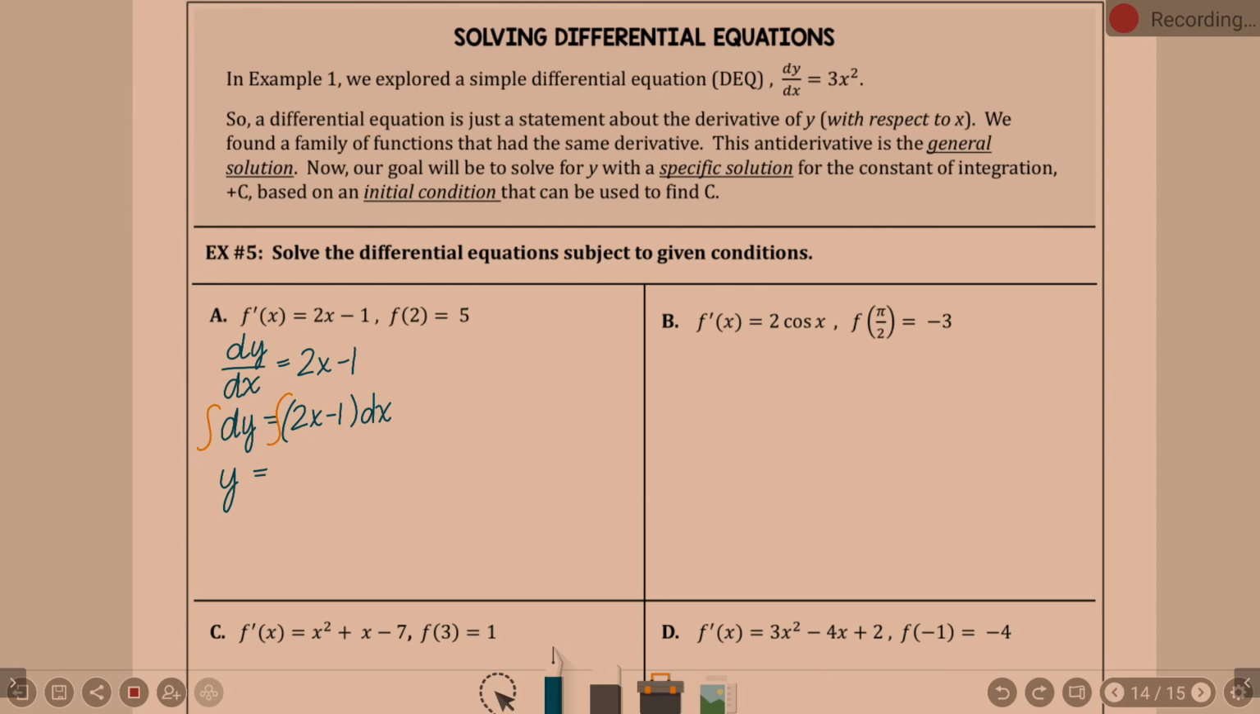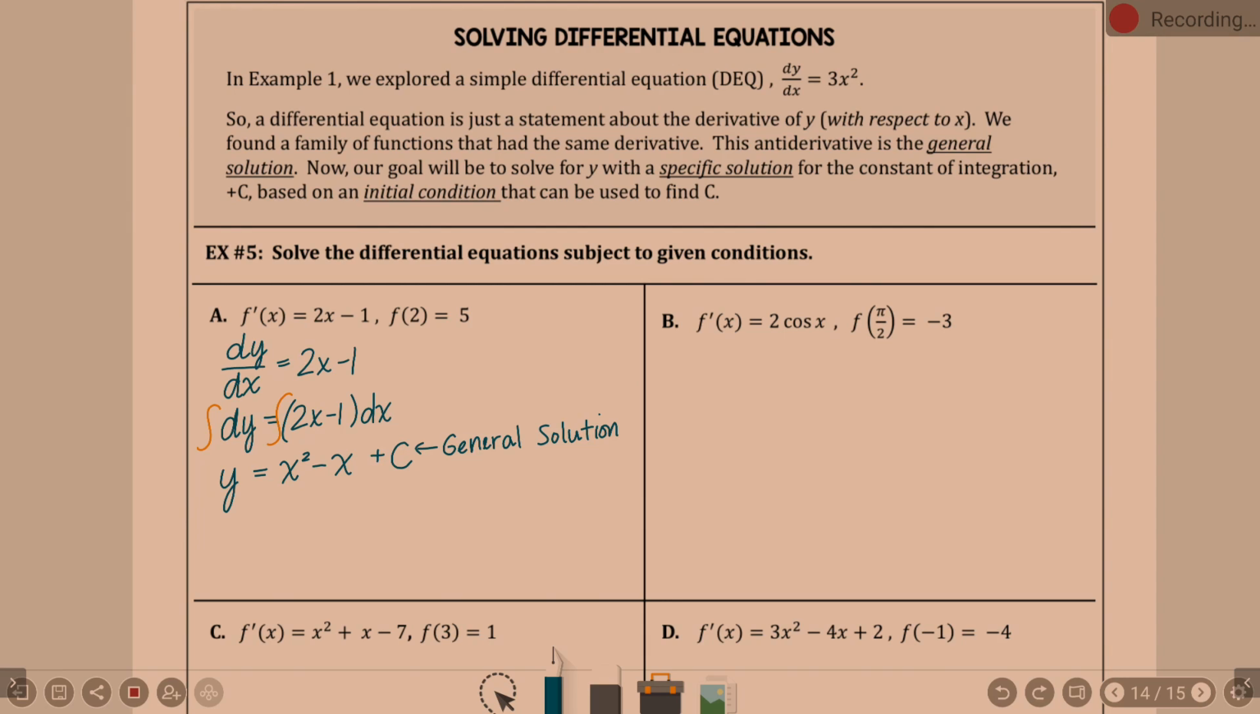Over here, the integral of 2x minus 1. So what's the integral of 2x? x squared. What's the integral of minus 1? Minus x. What can you not forget? Plus c. So this right here with the plus c is what we will officially call our general solution. So when you're asked to find the general solution, a general solution allows you to have a plus c on it still.